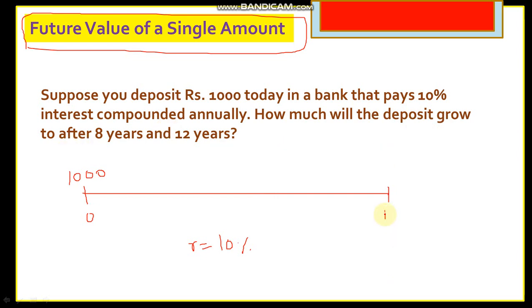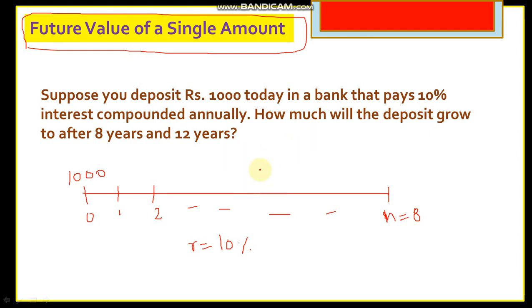So suppose N equals 8 years. First we consider N equal to 8 years. So that means this is 1, this is 2, and so forth, and it is going up to the nth year, N equal to 8. Now how much will this figure go to?